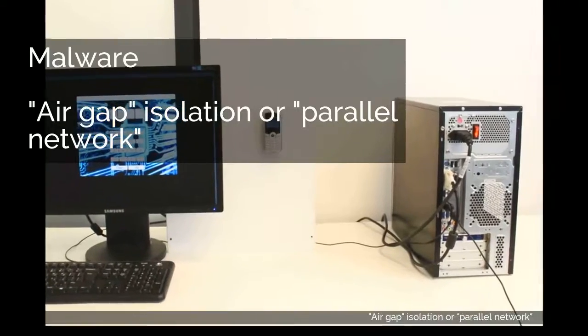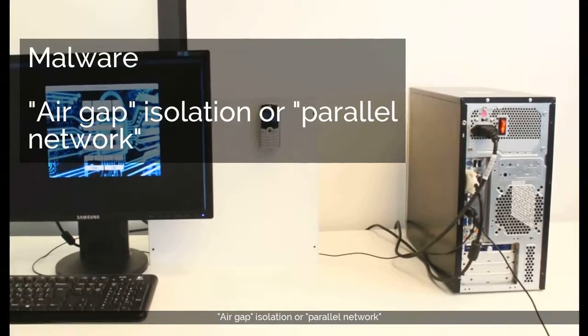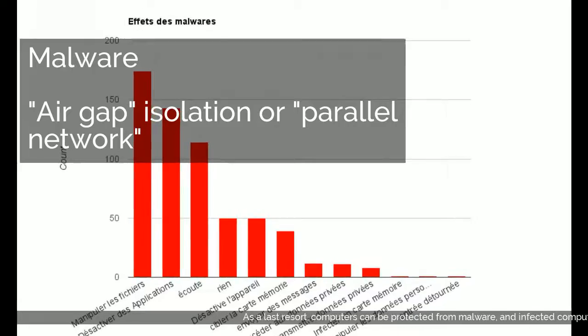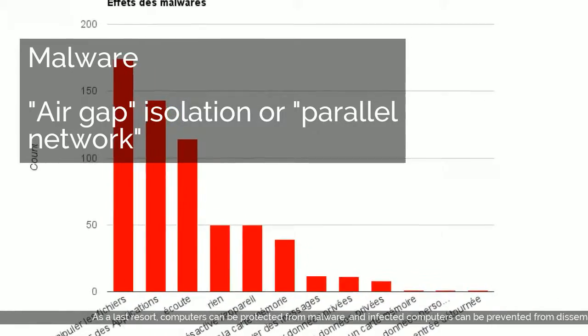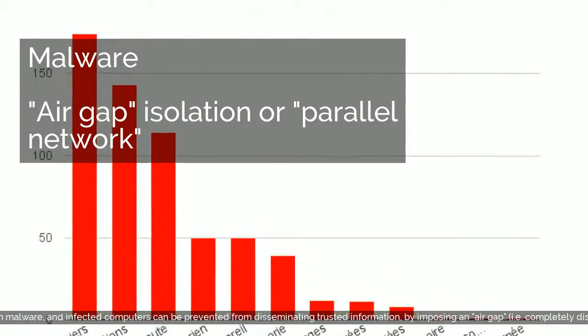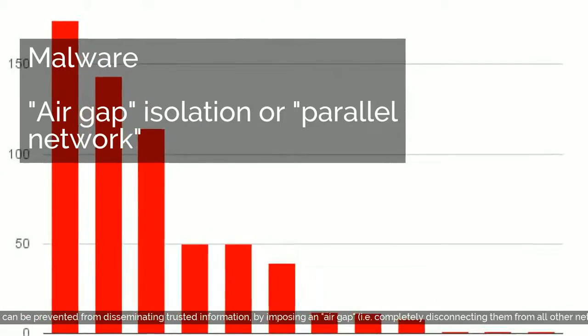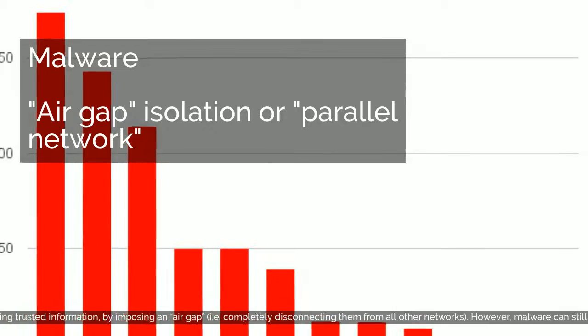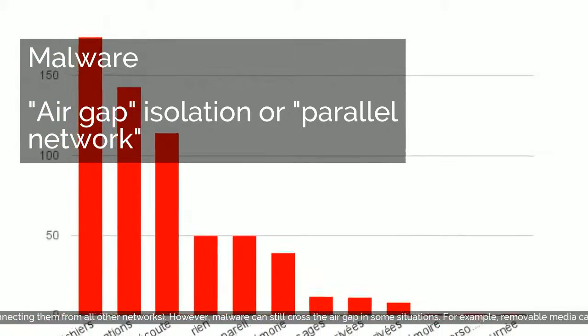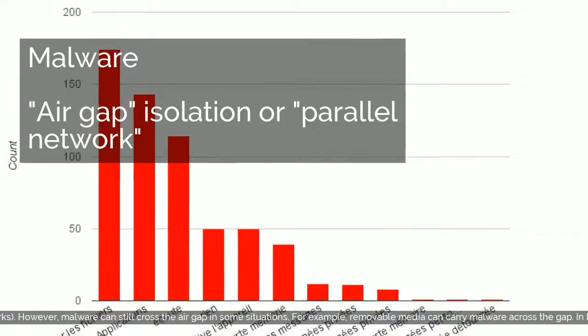Air-gap isolation or parallel network. As a last resort, computers can be protected from malware, and infected computers can be prevented from disseminating trusted information, by imposing an air gap, i.e. completely disconnecting them from all other networks. However, malware can still cross the air gap in some situations. For example, removable media can carry malware across the gap.